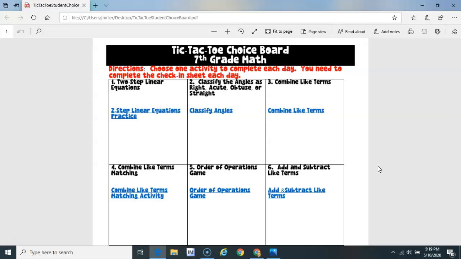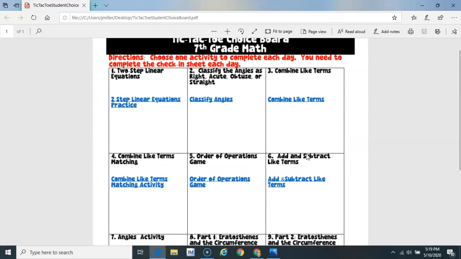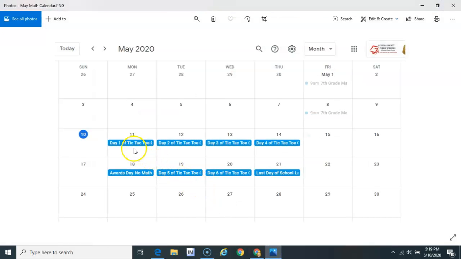Or at least on those 6 days that you have assignments to do. So for today, what you're going to do is you're going to go through and you're going to choose one of these 9 assignments to complete. It's your choice. So when we looked at the calendar, you only have 6 days that you have to do work from that choice board, and there are 9 choices.